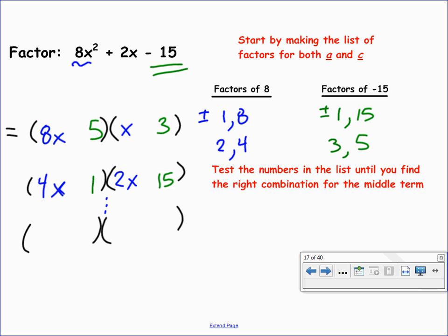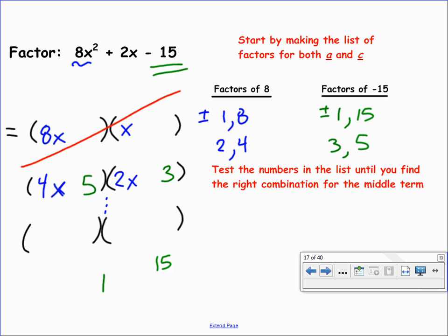8x times 3 is 24x. 5 times x is 5x. Will 24x and 5x combine to give me 2x in the middle? No, and so guess what? I know we're not going to use the 8x and the 1x placement. So I'm going to now cross that off my list. I know this isn't going to work. But I haven't considered the 4x and 2x placement yet.